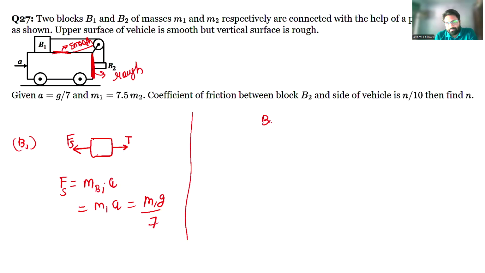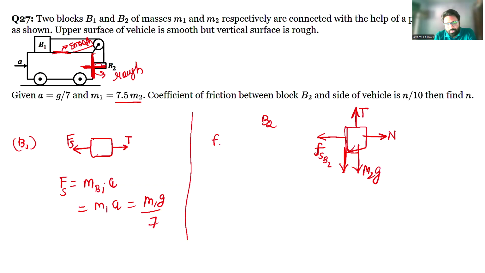Now for B2, if you see, this is B2. B1 is heavy because B1 is 7.5 times M2. So if B1 is heavy, B2 is not going downward, B2 is going upward. So the frictional force acts in the direction opposite to the motion. Tension will be acting upward. There is a weight m2g also acting downward, but there is one more force. The normal reaction by the vehicle on the block acts in this direction. And there is a pseudo force also in the opposite direction, which is Fs of B2.